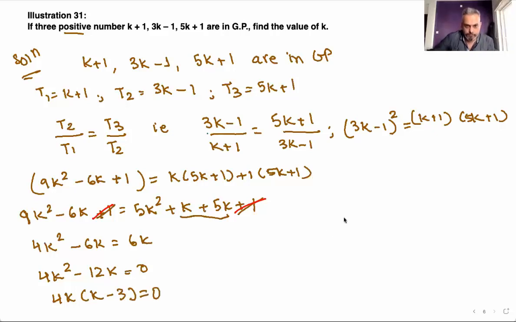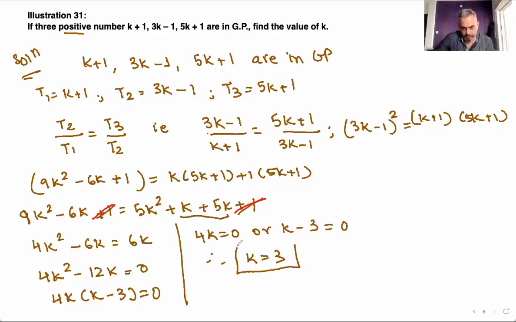So what happens over here? 4k is equal to 0 or k minus 3 is equal to 0. Therefore, k is equal to 3. Over here, 4k is equal to 0, so k is equal to 0 upon 4, which is 0. So k is equal to 3. Answer. Because they are positive numbers, we cannot take k is equal to 0.